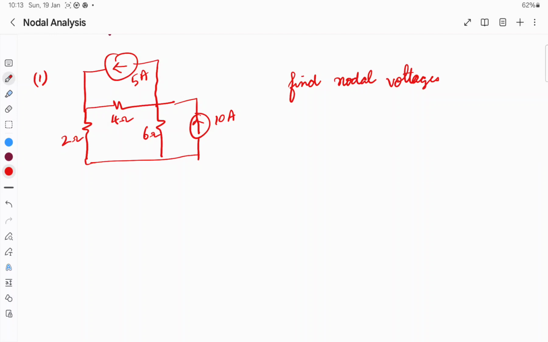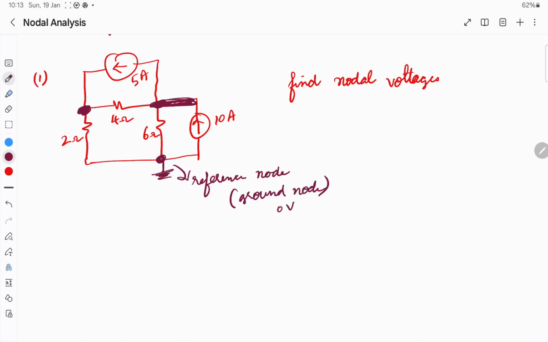First, you have to identify what a node is. A node is where two or more elements are connected. So this is node 1, this is another node, this entire thing is another node, and this is the third node. This node is called the reference node, also called the ground node, whose voltage is 0 volt. Let me assume the voltage at node 1 is V1 and at node 2 is V2.